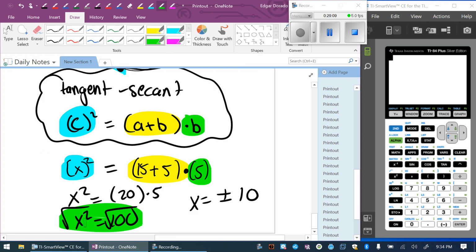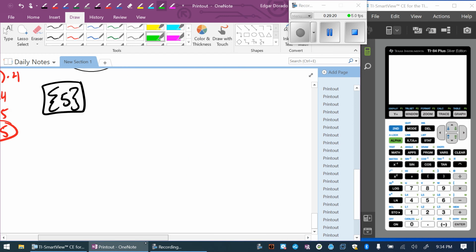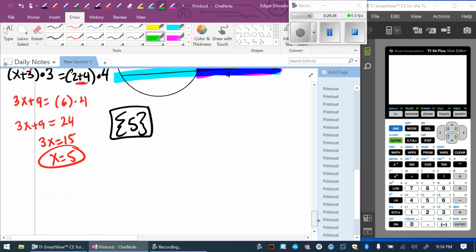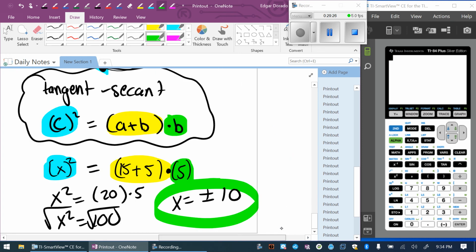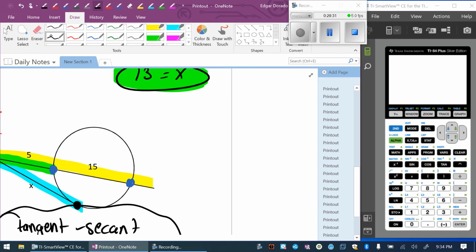And guys, at this point, I actually took the square root of both sides. Now, I'm going to warn you real quick. Technically, the answer here is x equals plus or minus 10. But much like in problem number 3, it doesn't make much sense, guys, to put a negative 10 here. Okay, let me scroll up so you guys can see it. How am I going to put a negative 10?